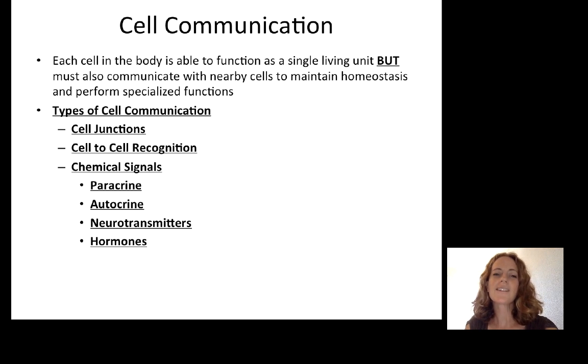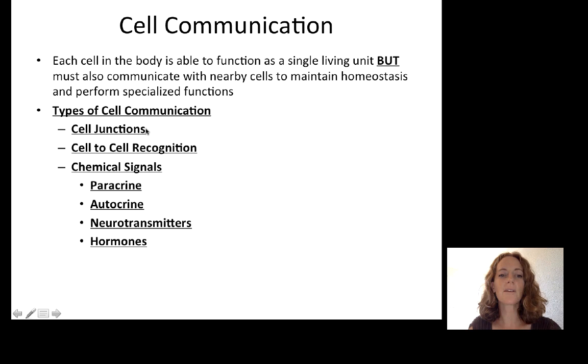So each cell in the body is able to function as a single living unit. That's homeostasis, right? Every individual cell can maintain homeostasis, but the body as a whole functions because cells also communicate with each other. And that is how we get specialized groups of cells which have similar functions and will communicate to be specialized tissues. And that is also how we get specialized organs that can interact as a unit overall for the complete organ systems to maintain homeostasis in the body as a whole.